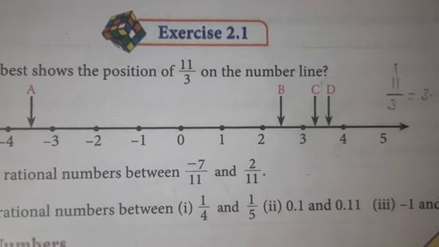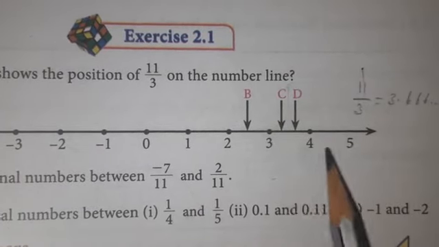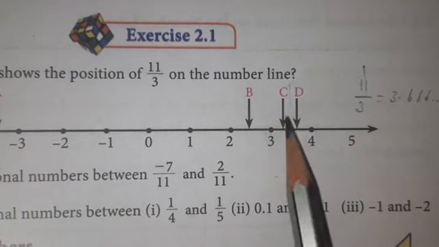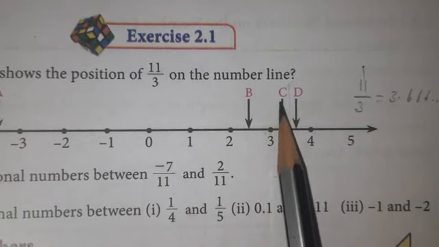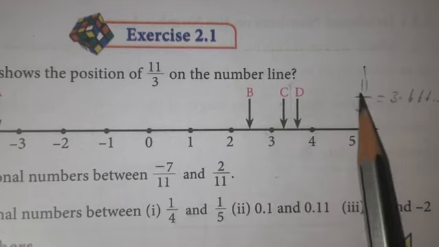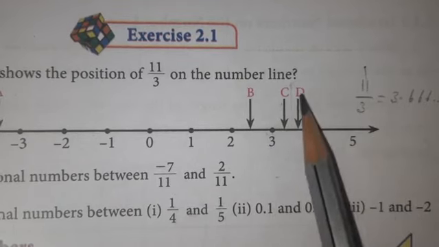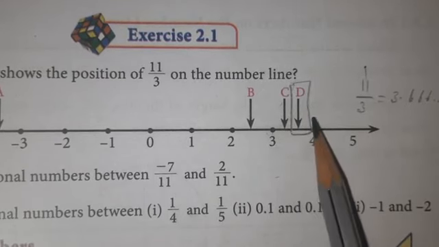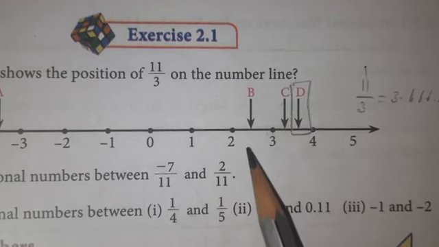3.666 and so on. So where does it place? You see that this is 3 to 4. When you see the C place, it is below 3.5. So 11 by 3 is 3.66. This is the D position. You mark like this. In your book itself, do this problem.